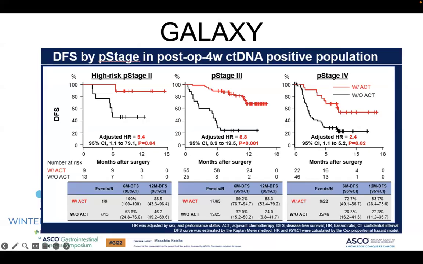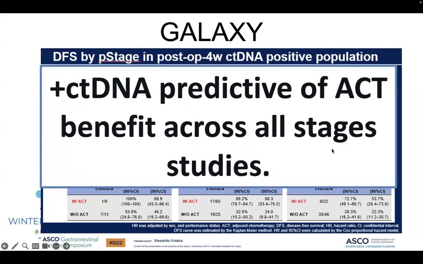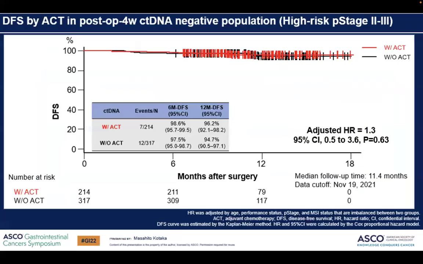the ctDNA positive population. And then looking at stage 4 patients, again, you can see a significant difference in the patients' disease-free survival with adjuvant chemo versus without adjuvant chemotherapy. So positive ctDNA was predictive of adjuvant chemotherapy benefit across all of the stages that were studied in this study.